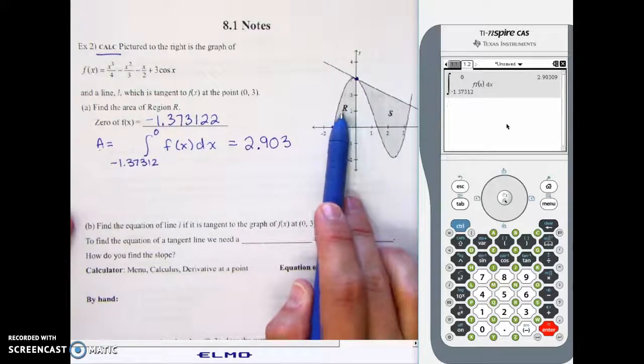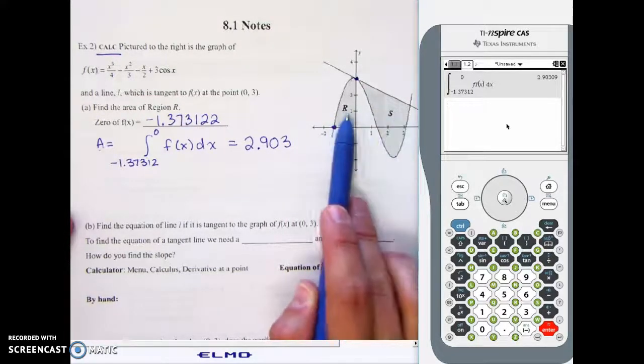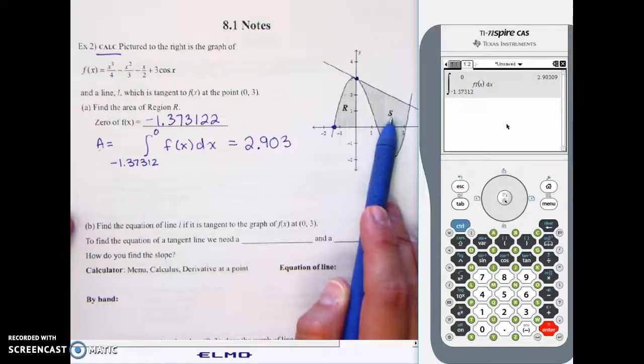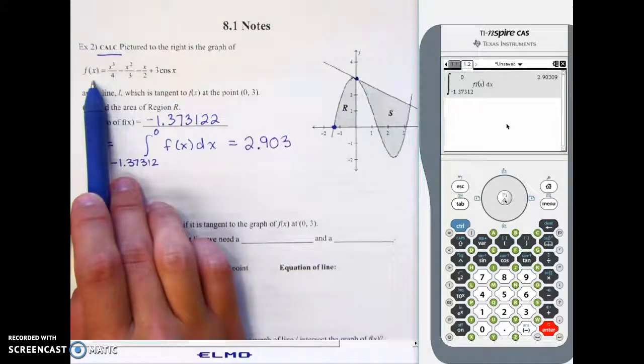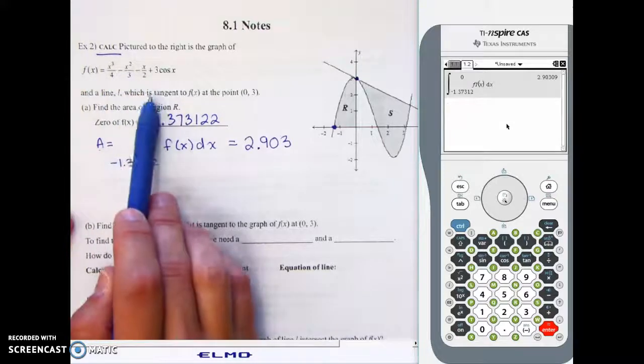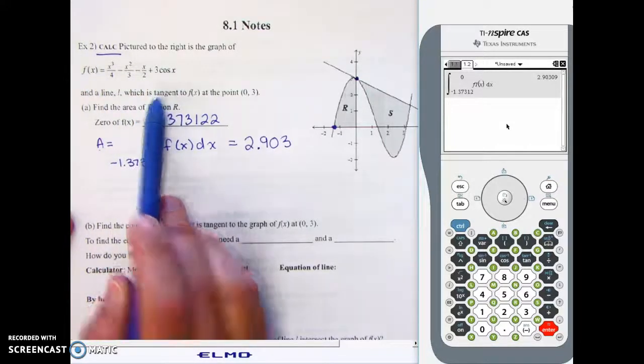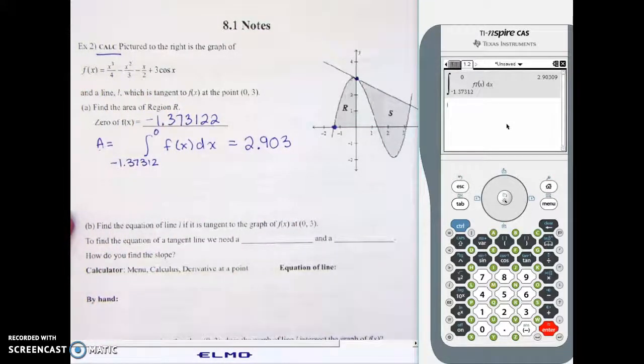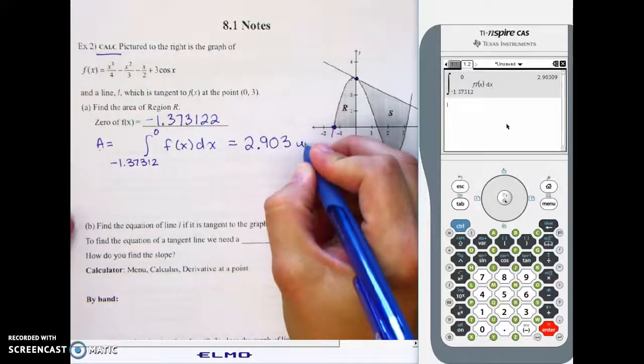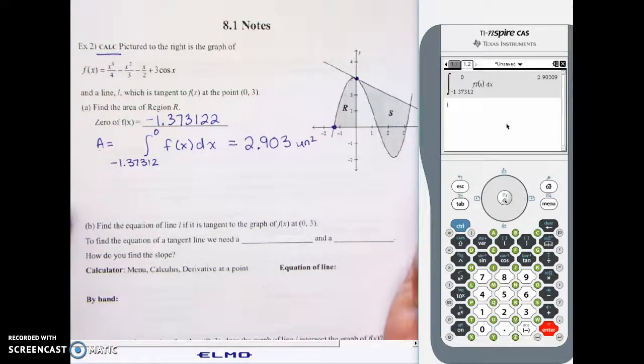And then what letter do they use again? Well, they just use a letter after R, which is S, just like in functions. We start with F for function, and then they use the letter after function, G. So really, G doesn't make sense. It's just after F. And then this is units squared. Okay, I rambled. Okay, that's it.